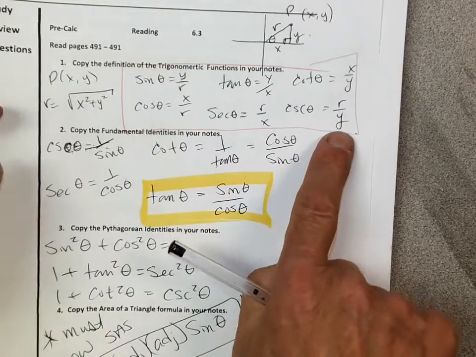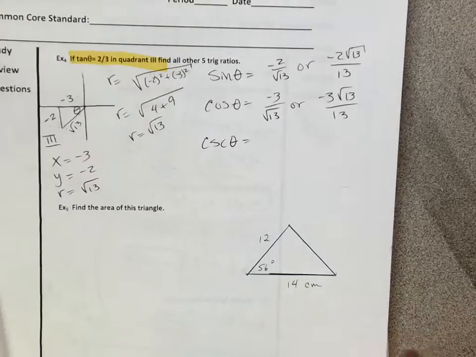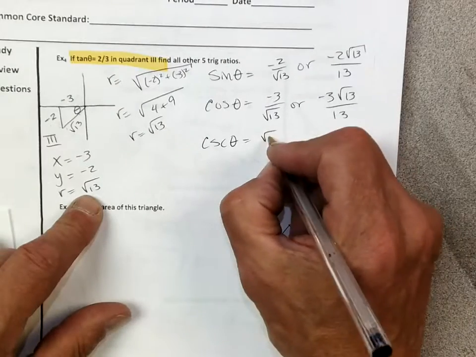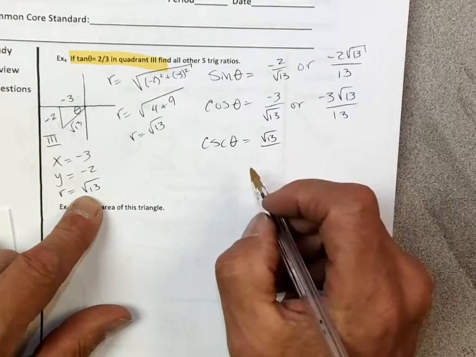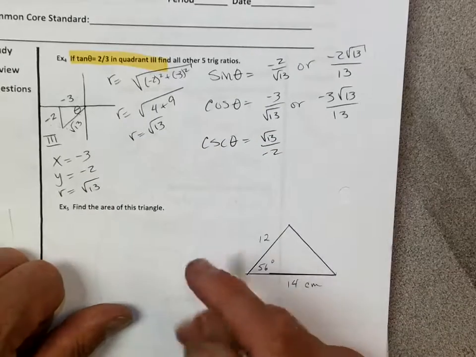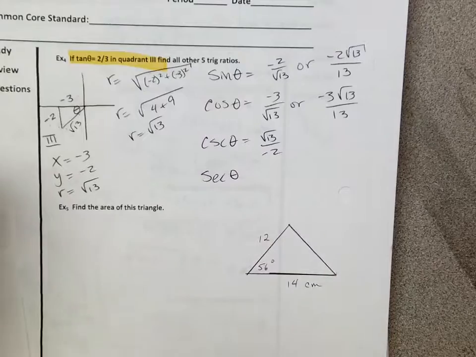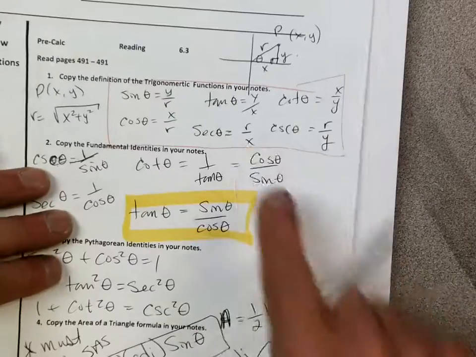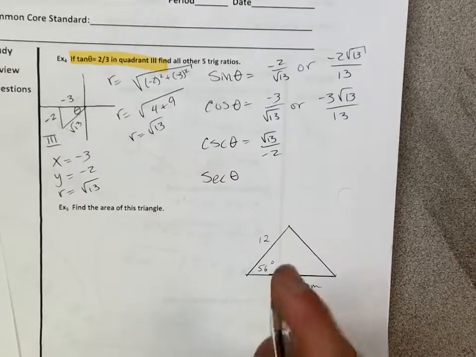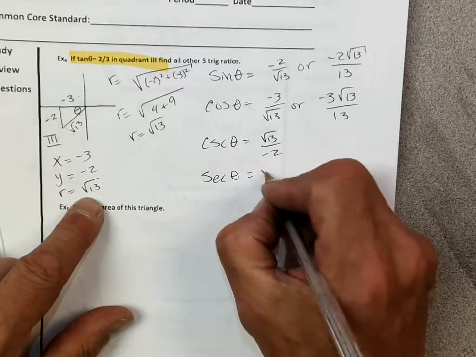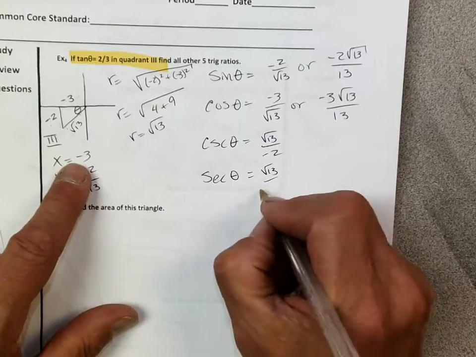Okay, cosecant of theta. Cosecant is r over y, so it's the square root of 13 over -2. Secant of theta, according to my notes, is r over x, so it's the square root of 13 over -3.